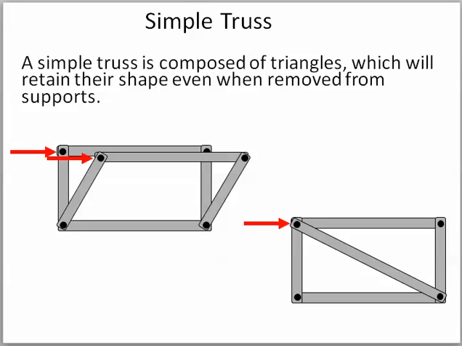A simple truss is composed of triangles, which will retain their shape even when removed from supports. Up here at the top, one of the common mistakes that a lot of students make is they make these rectangles or squares. The problem with that is when you apply a force, the truss will just push over because there's no cross member, no cross support. So typically, trusses are made from triangles, and you can identify the triangles in the shapes. This triangle keeps it from going right and left, and this triangle is what's supporting it up and down, or vice versa.